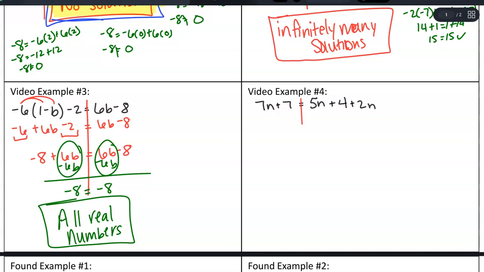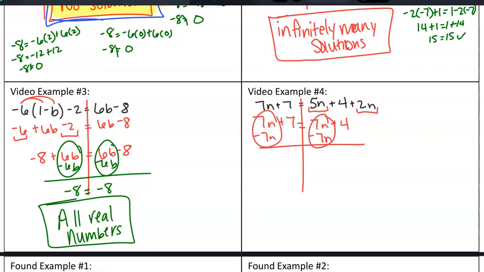And finally, I'm not fully simplified on the right. I have like terms to combine together. So 5 plus 2 is 7n plus 4. Subtract 7n. And you can see that it cancels out right away. So ding, ding, ding. We're going to have a special solution because there is no variable left. Does 7 equal 4? Absolutely not. So the answer is no solution.